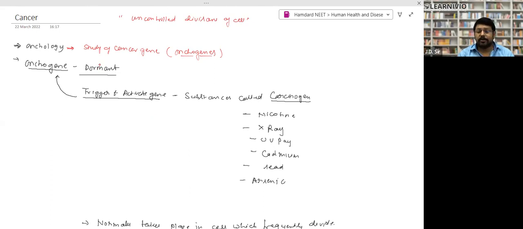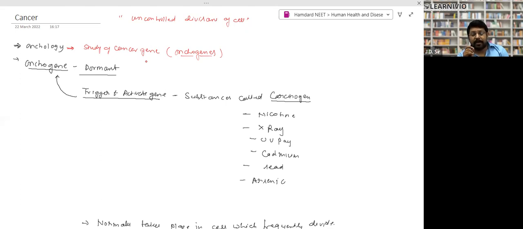For cancer, there is no particular body part. Like a heart attack takes place in the heart, and a kidney stone takes place in the kidney, and liver cirrhosis takes place in the liver, but as such, there is no particular place for cancer. It can take place from the hair to the toe, at any part of the body. Why? Because every cell of the body has an oncogene.